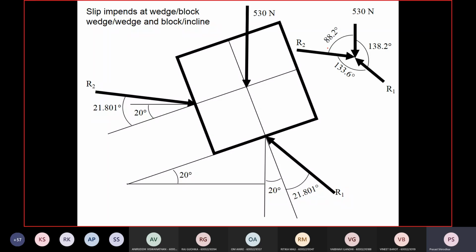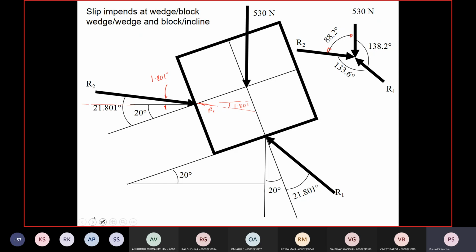Okay, so these are the angles. I don't know whether you have got it correctly. And R2 makes an angle of 21.801 minus 20 degrees. So that is equal. This small angle is 1.801 degrees that you will need while marking the angle on the other block. So this also will be 1.801 for the equal and opposite R.